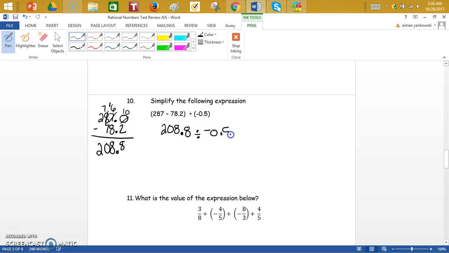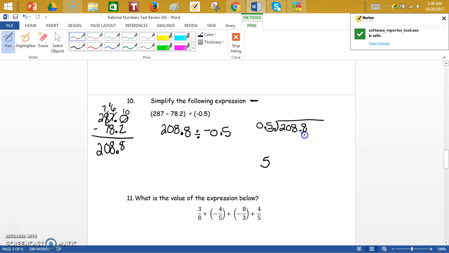negative 0.5. Okay, positive divided by a negative. I know my final answer will be a negative. And now let's do this division. So if I'm taking 0.5 into 208.8, kind of hate that they both move one because then kids can't see why, what really happens. But the whole point is the number outside has to be written as a whole number. So that has to become a 5. So if I'm moving that to the right one, that forces this to get moved to the right one.